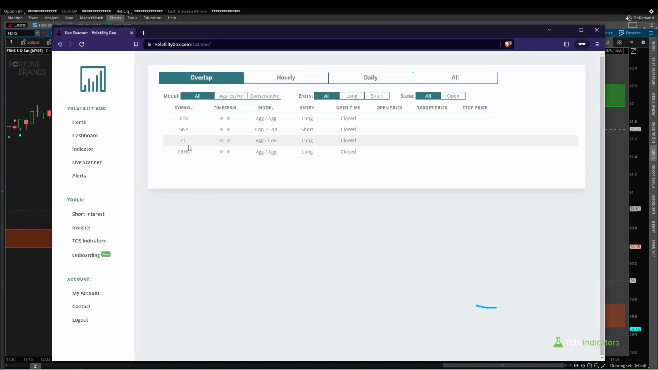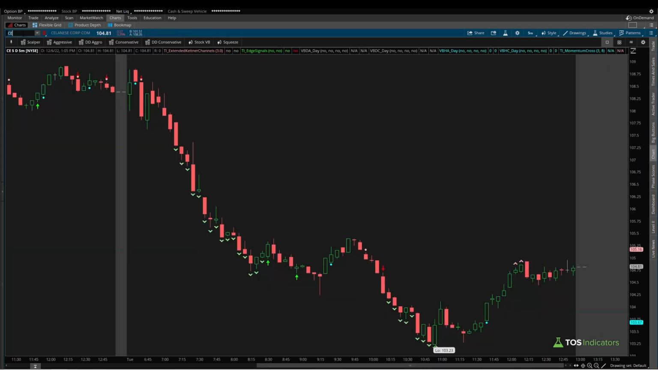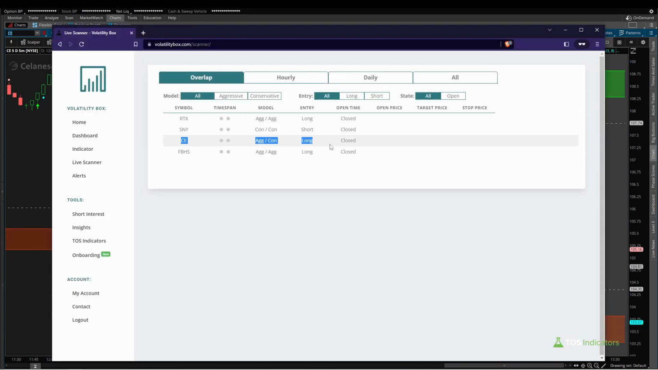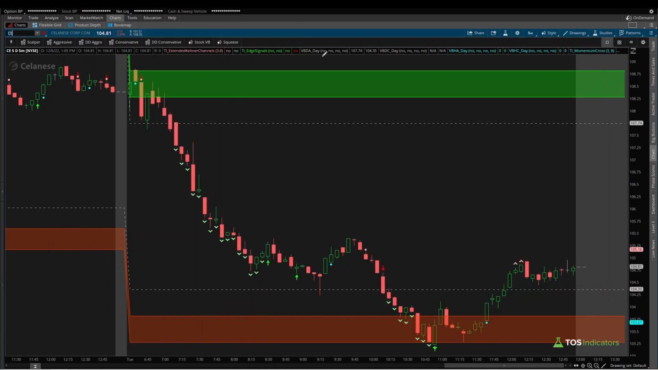Now let's take a look at another example of a stock chart here, CE. So CE, Celanese Corp, same idea here. We have 1, 2, 3, 4, 5, 6, 7, 8, 9 Keltner channel wedges that are plotting. We're also breaching our stock volatility box models, both the hourly and the daily, which is why it's on our live scanner on the overlap tab.